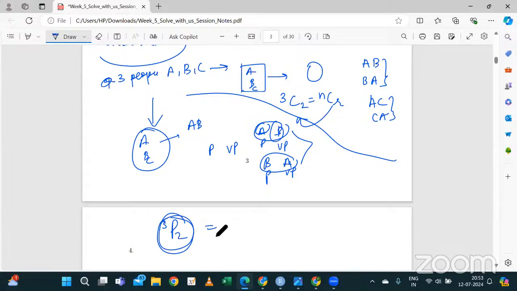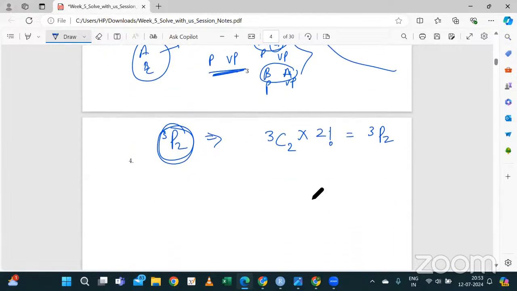From where this formula came, you can simply observe here. In permutation, the first step is selecting 2 people out of 3. The second step, since there is order, is arranging the president and vice president, which can be done in 2 factorial ways. This is nothing but 3P2. You will see in week 6 that nCr into r factorial is nothing but nPr. Basically, you select r objects, then you arrange them, and only then does order come in, so it is nPr. Is this clear?